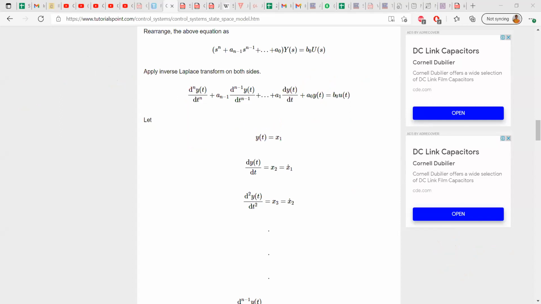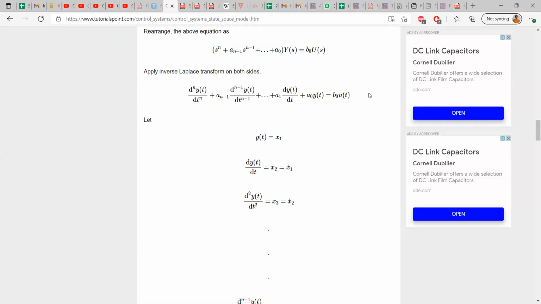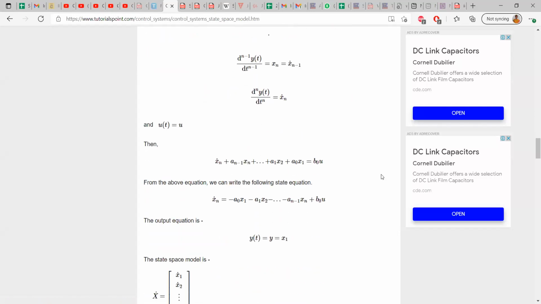I have represented it here below. Is it visible?